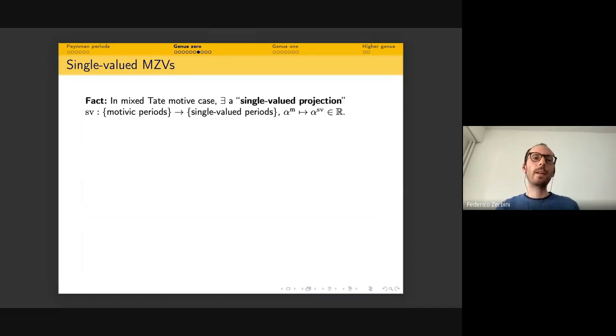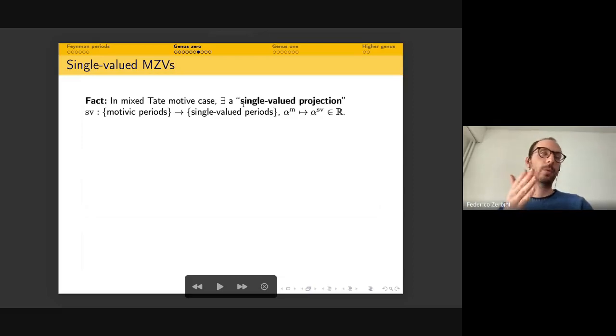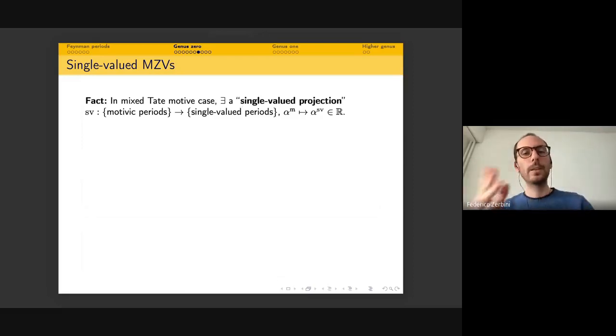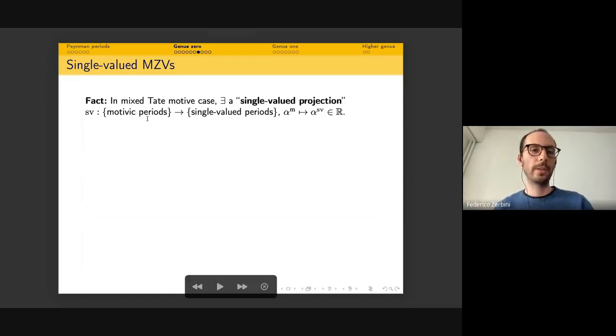Okay, now let's try to define single-valued multiple zeta values. So a very important fact for us is that in certain categories of motives, and mixed Tate motives are one of these categories, you can construct a single-valued projection that sends you a motivic period to a single-valued period. I mean, single-valued periods are just defined as the entries of a matrix, but there is no canonical way you can, from a period, associate a single-valued period. So this gives you a canonical way as soon as you are in the right setting.